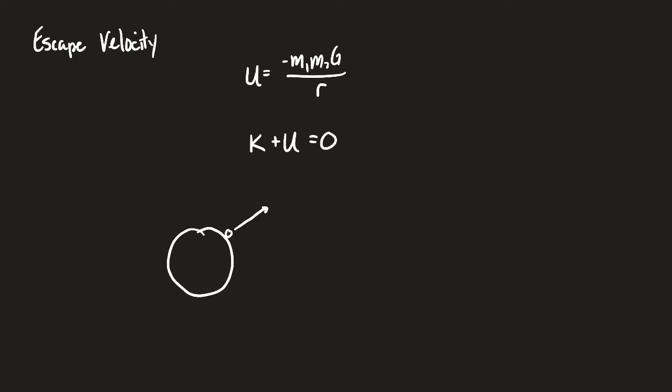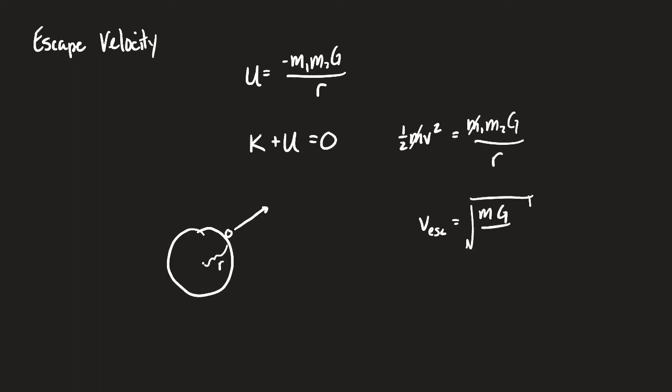So essentially, you're doing the work necessary to lift the object out of this gravity well. But ultimately, it's going to be 1/2 mv squared equals m1 m2 G over r. In this case, r would be the radius of the planet. Now, the m here represents the mass of the object, not necessarily the mass of the planet. So the escape velocity ends up being the square root of 2GM over r.